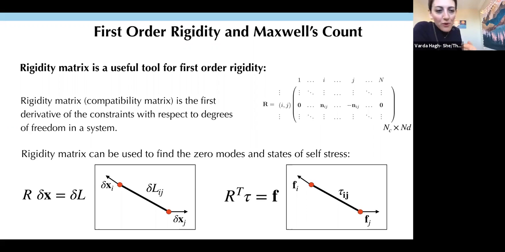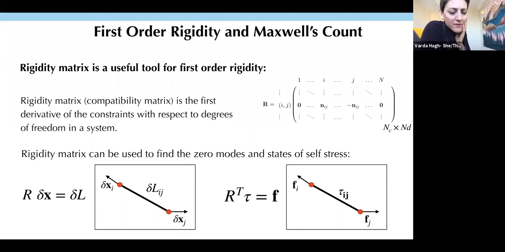This is a very useful matrix because it can be used to study the states of self-stress in the system and find the zero modes. What we mean by zero modes are motions in the system that do not cost us any energy. Because we mostly model all these systems with spring networks, there's some energy associated with the system from a physics perspective. So we care about the motions that wouldn't cost any energy, and zero modes are those motions.